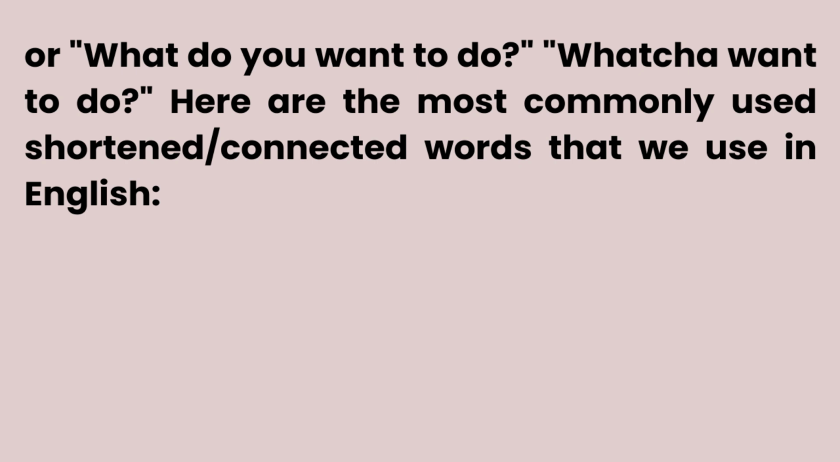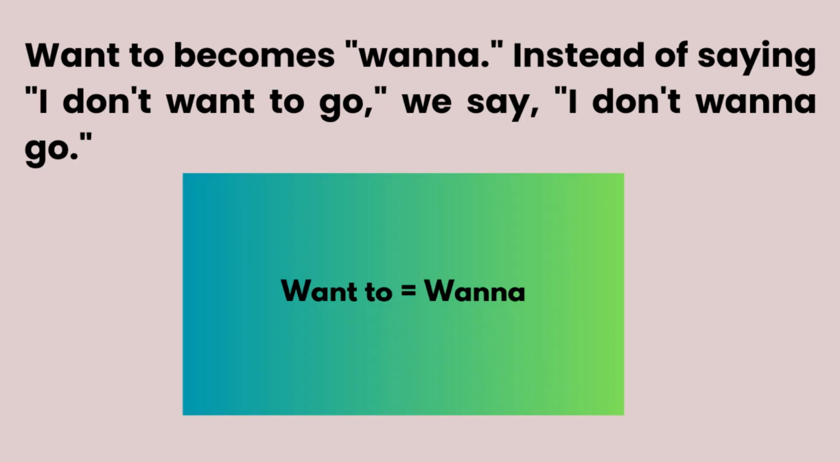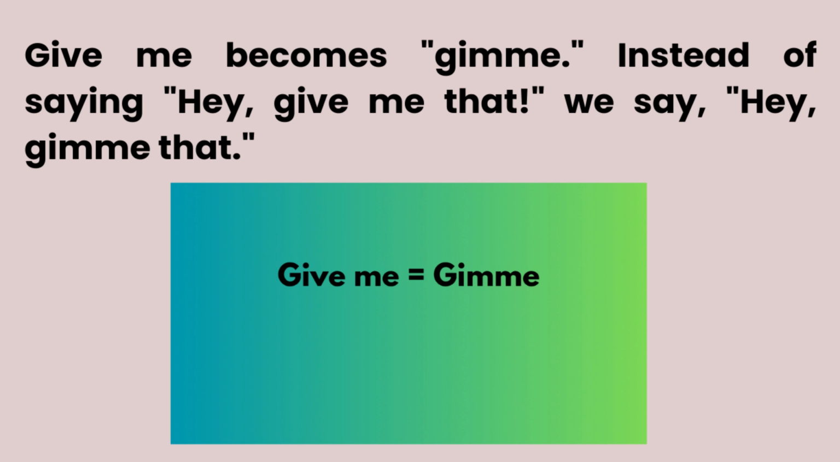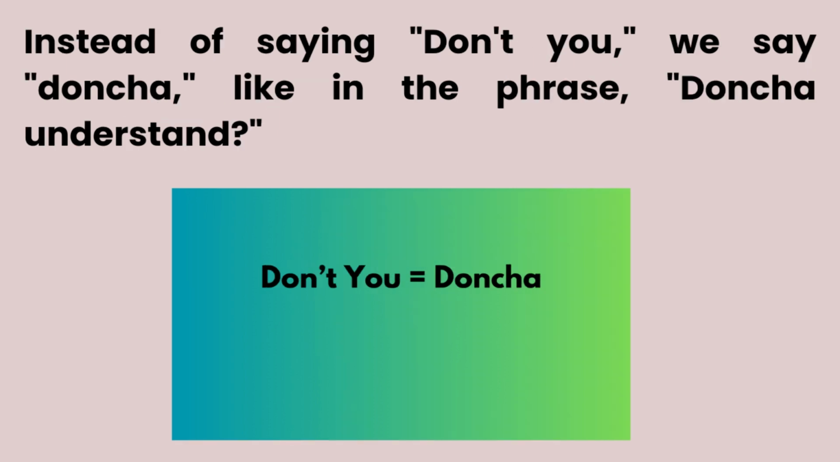Here are the most commonly used shortened connected words that we use in English. Want to becomes wanna. Instead of saying, I don't want to go, we say, I don't wanna go. Got to becomes gotta. Instead of saying, I got to go, we say, I gotta go. Give me becomes gimme. Instead of saying, hey, give me that, we say, hey, gimme that. Instead of saying, don't you, we say, don'tcha, like in the phrase, don'tcha understand.